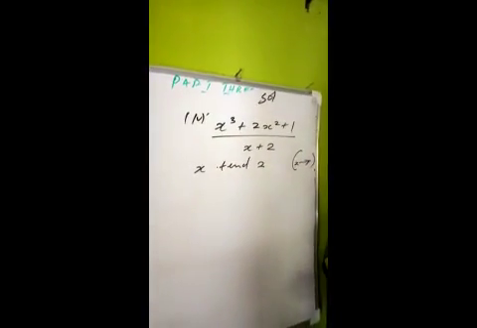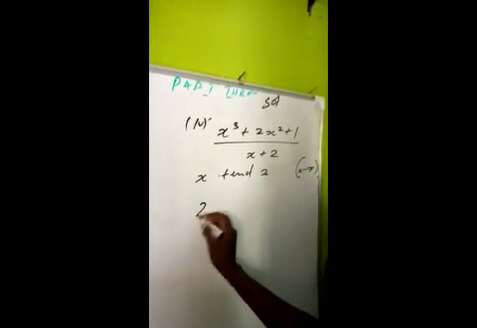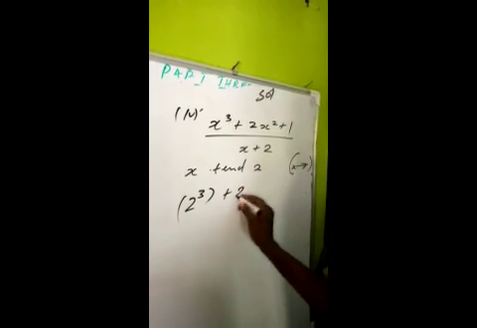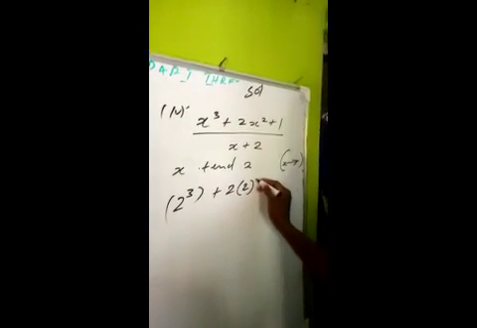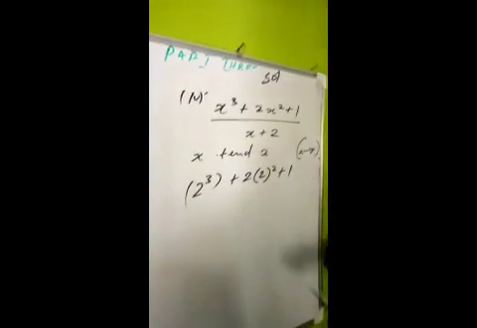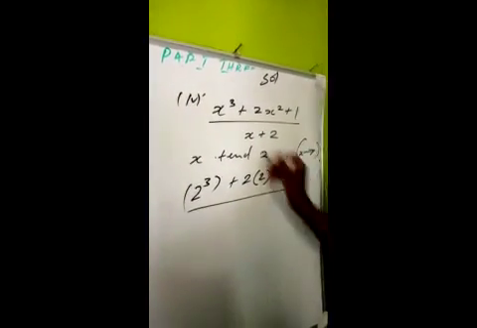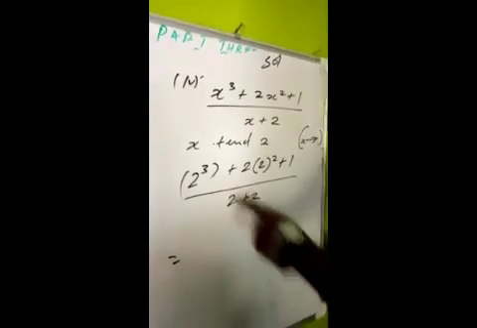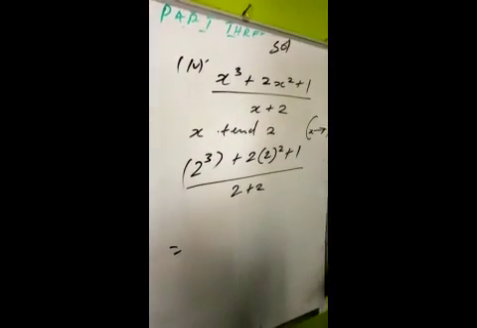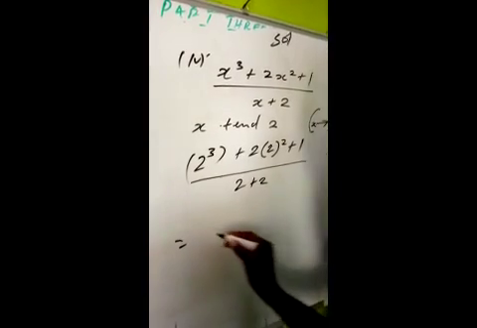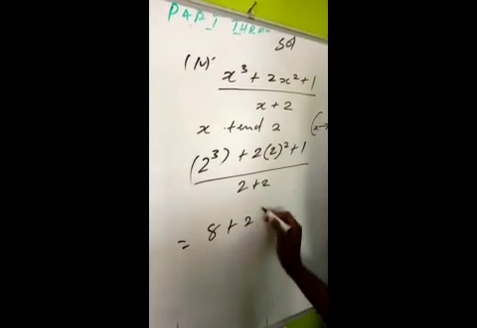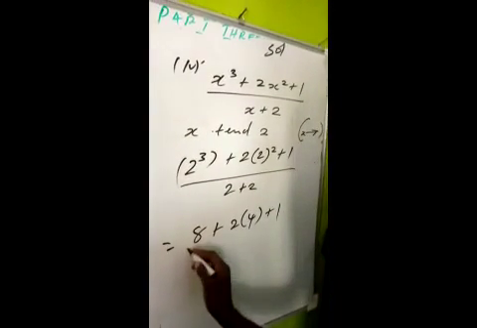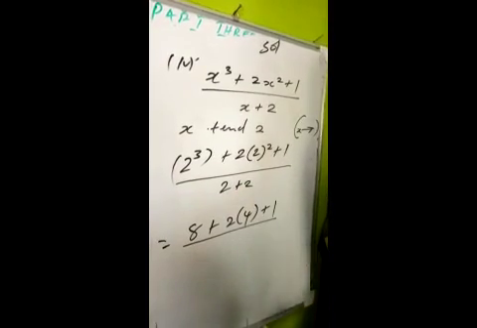Calculus. Then from this point now we have here 2 raised to power 3, plus 2 bracket 2 raised to power 2 plus 1, divided by 2 plus 2. Then 2 raised to power 3 simply means 2 times 2 times 2, which is 8. Then 8 plus 2 bracket, 2 raised to power 2 is 4, plus 1, divided by 2 plus 2, which is 4.